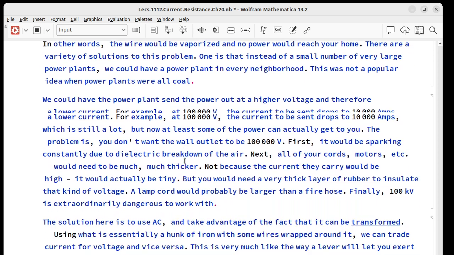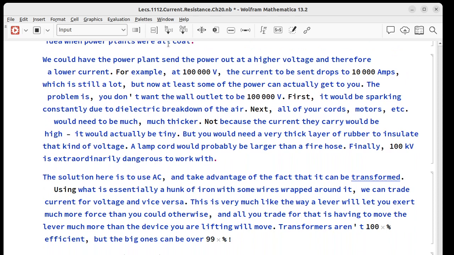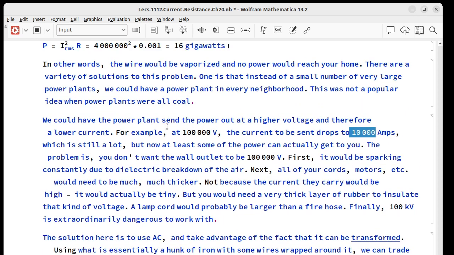We could have the power plant send the power out at higher voltage, which means lower current. If we send it out at 100,000 volts, the current drops to 10,000 amps, that's still a lot of power, but now there'll actually be some left when it gets to you through the transmission lines. What's the downside of this? Well, if at your house you're getting power at 100,000 volts, your outlets are going to be sparking. The dielectric breakdown of air that we talked about will be happening all the time.